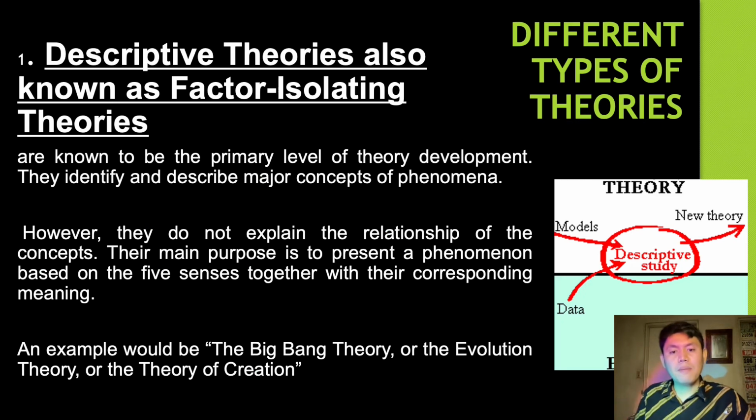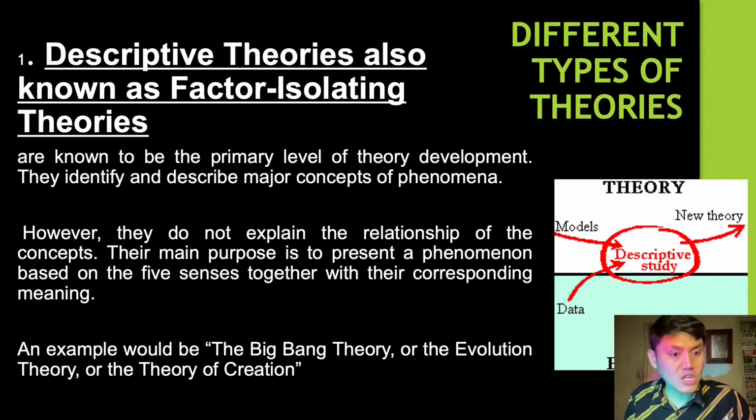Now, yaman din lamang na napag-uusapan na natin ang mga components of theories, let us also look at the different types of theories. And the first one is what we call descriptive theories, which are also known as factor isolating theories. Now, these theories are known to be primary level of theory development, meaning sila yung mga first level ng ating mga theories, and they identify and describe major concepts of phenomena. However, these descriptive theories or factor isolating theories, they do not explain the relationships of the concepts. So, hindi po sila nagbibigay ng relationships.